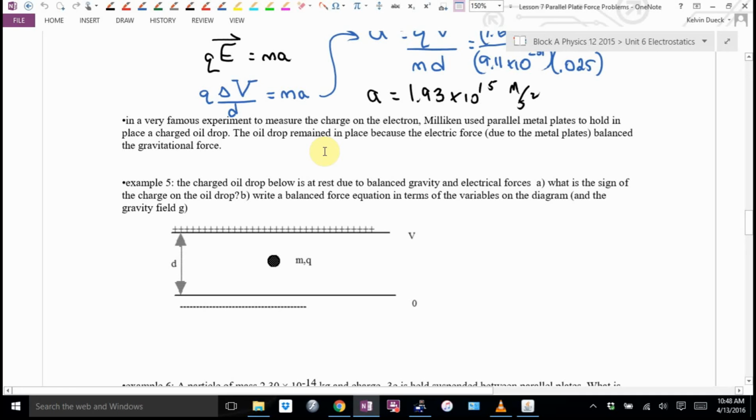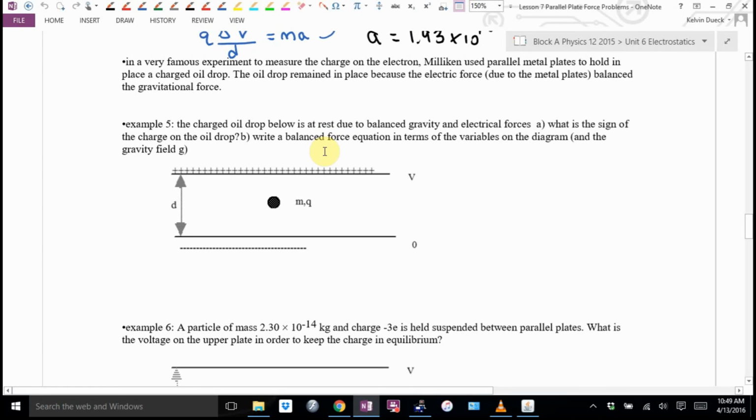So, this is how we calculated the charge on an electron in a very famous experiment. A scientist named Millikan used parallel metal plates to hold in place a charged oil drop. It remained in place because the electric force up equaled the gravity force down. So, here's an example. Example 5.